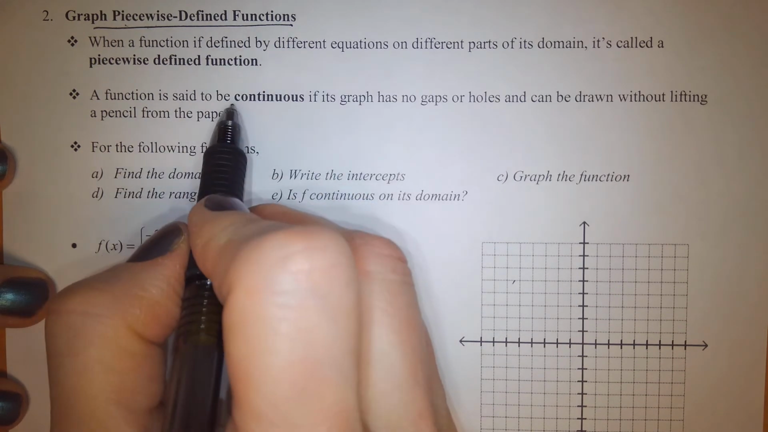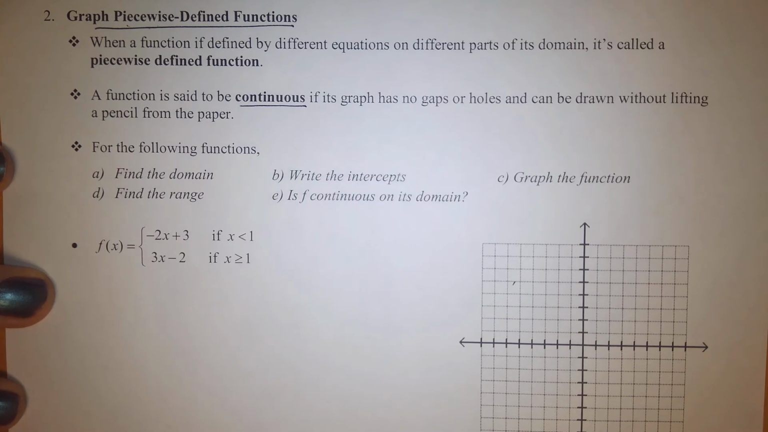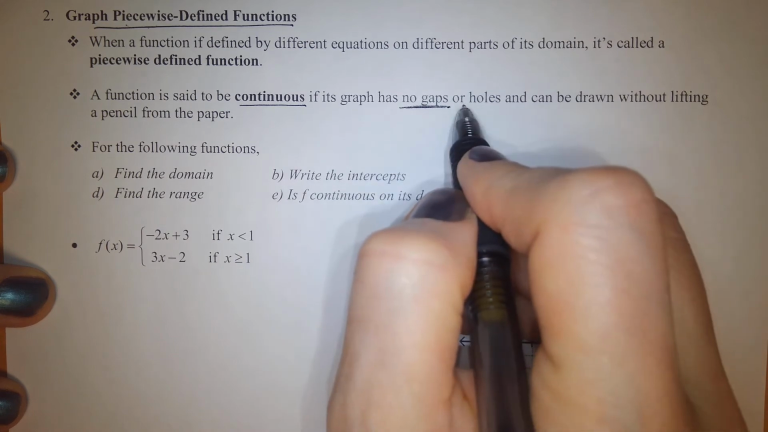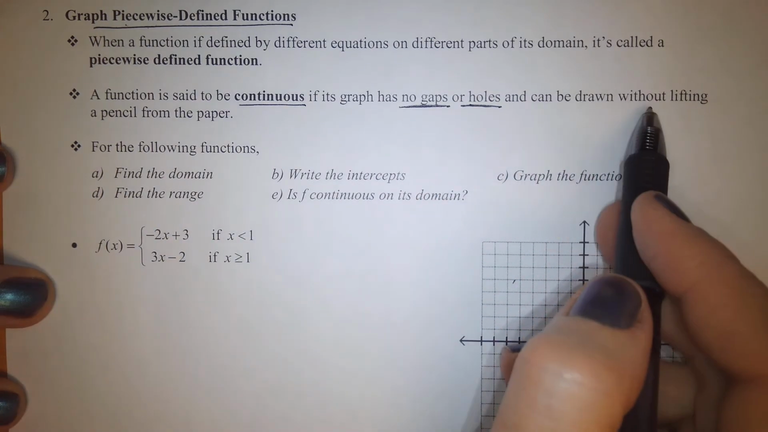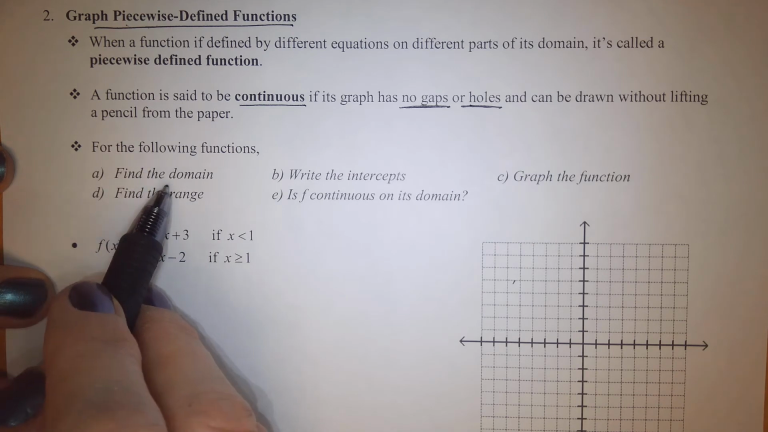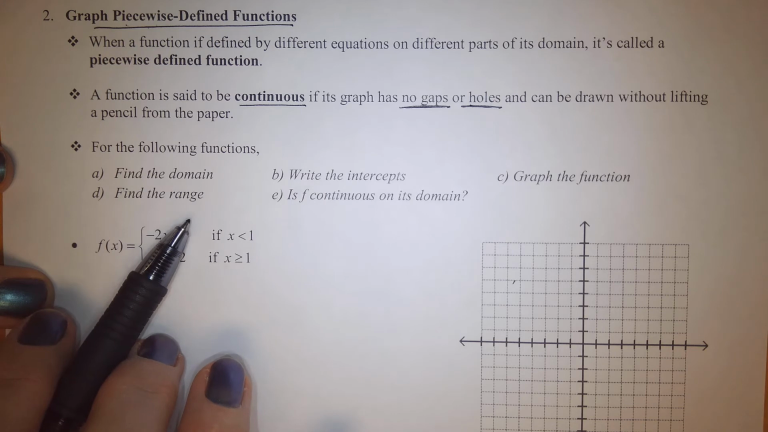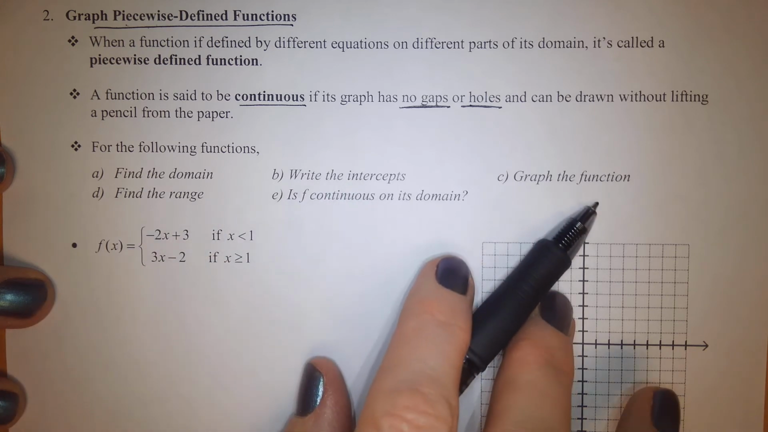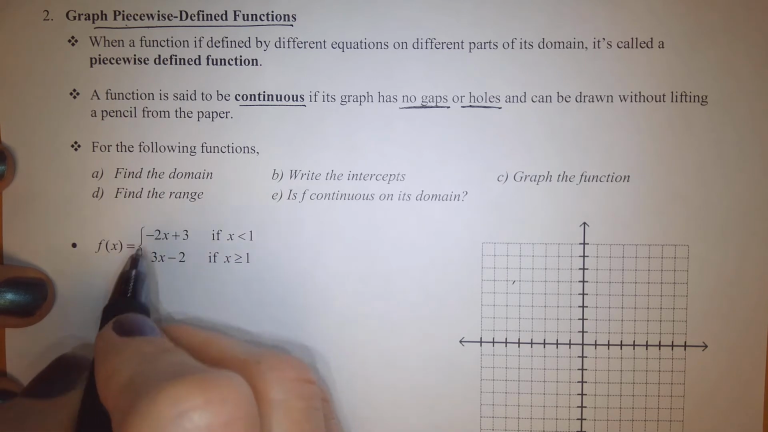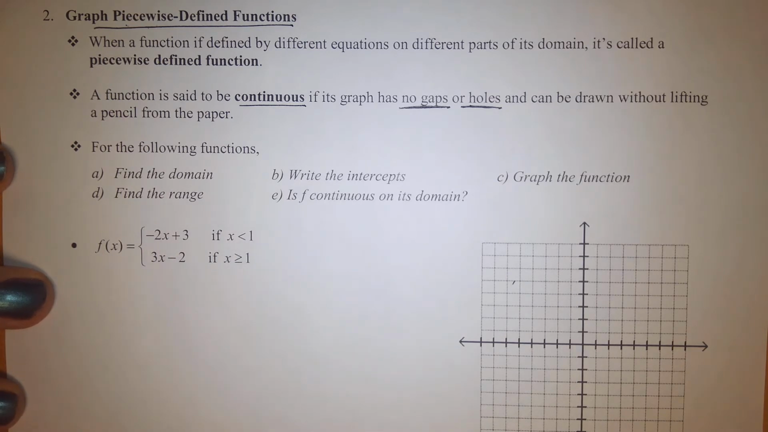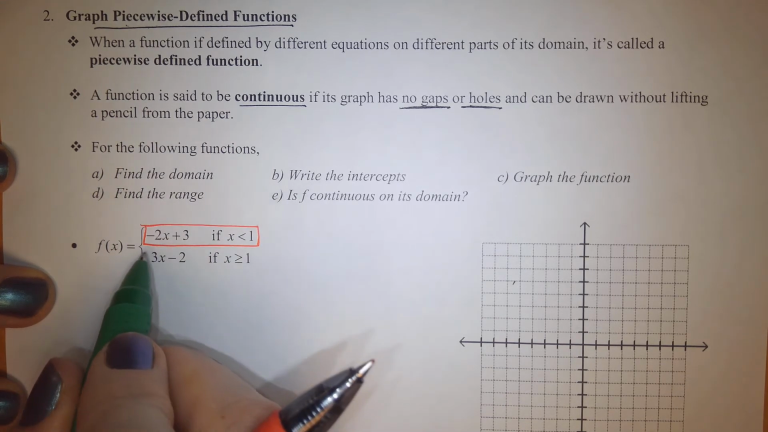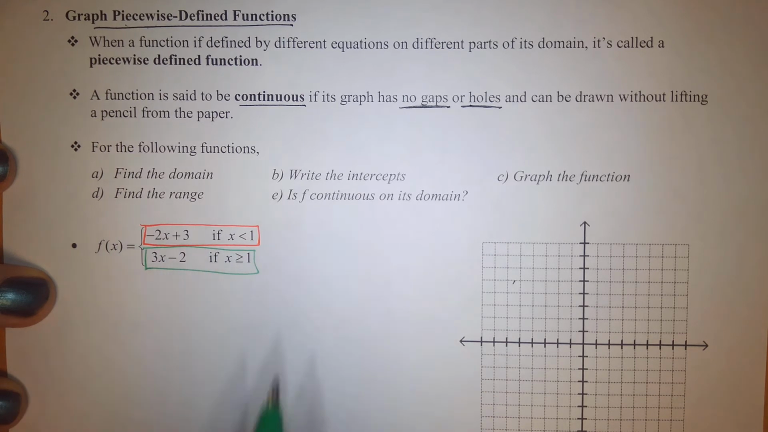So the function is said to be continuous if its graph has no gaps or no holes. So no gaps and no holes, and it basically can be drawn without ever lifting your pencil from the paper. For the following functions, let's define the domain, range, intercepts, whether it's continuous, and then we'll also graph the function. So here's my 2 pieces. I've got one piece up here. I'll put this part in red. And then I've got another piece of the graph here, and this part I'll graph in green.